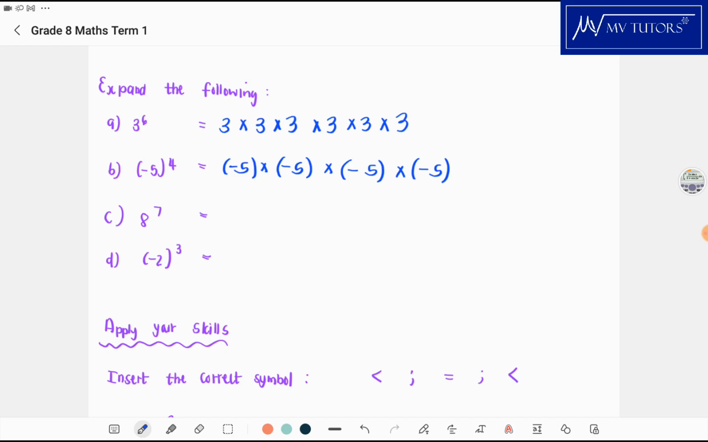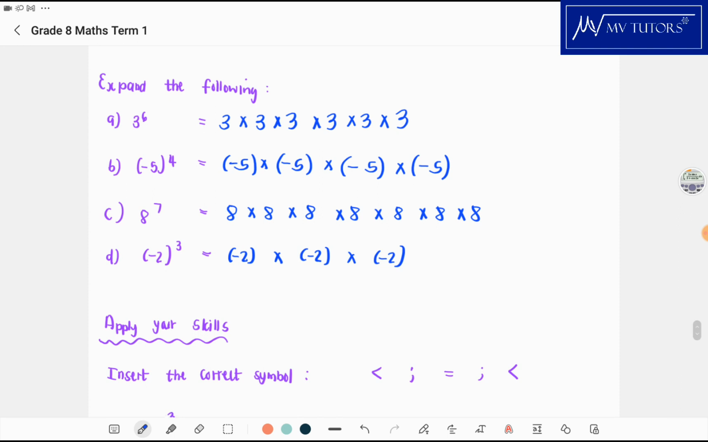They help put things into perspective. Now, 8 to the power 7 means our integer is 8, and we are multiplying 8 by itself 7 times. So 8 times 8 times 8 times 8. I've written it 4 times, and I'm going to write it 3 more times. 8 times 8 times 8, and there it is, 8 to the power 7. And the last one, we have negative 2 to the power 3. So negative 2 times negative 2 times negative 2. There it is, 3 times.